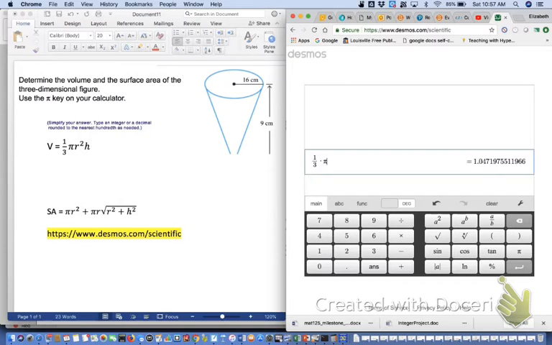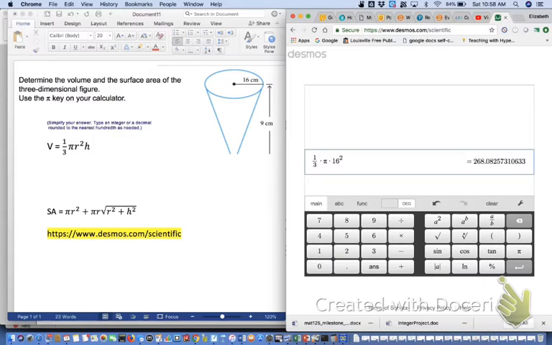The radius we've already established is 16, so I'm going to type 16. And to get that 16 to be squared, I'm going to hit the little squared button that's right there. So I'm going to type squared.